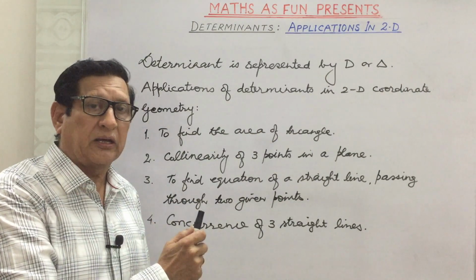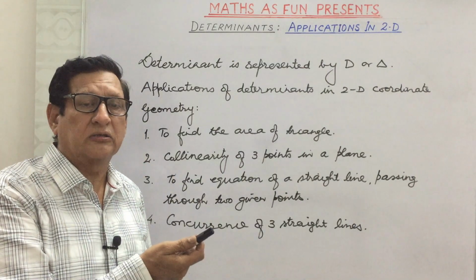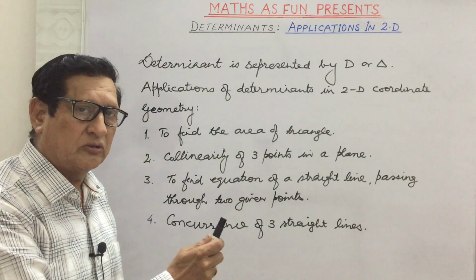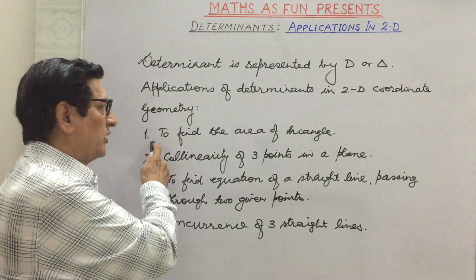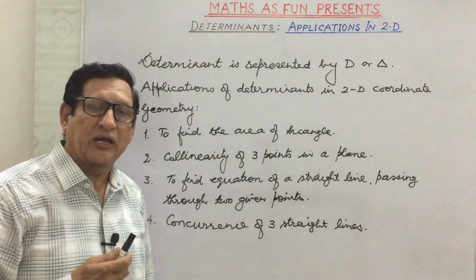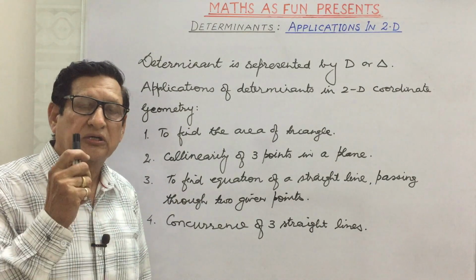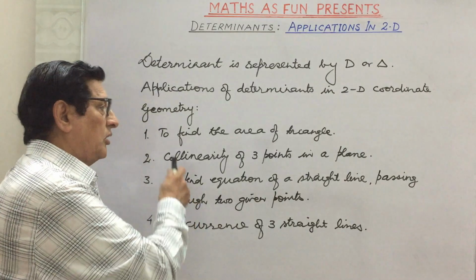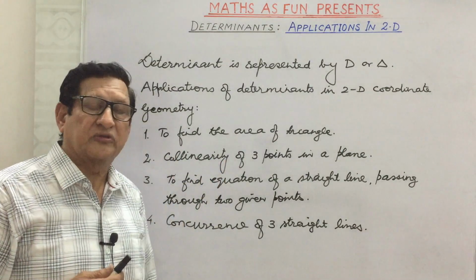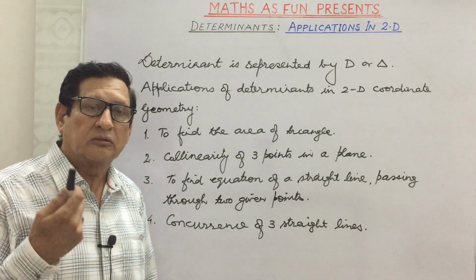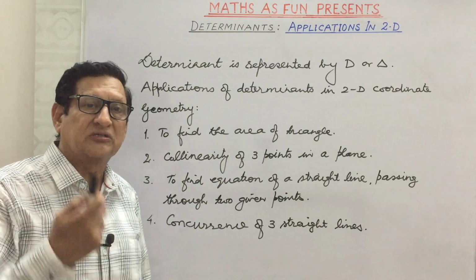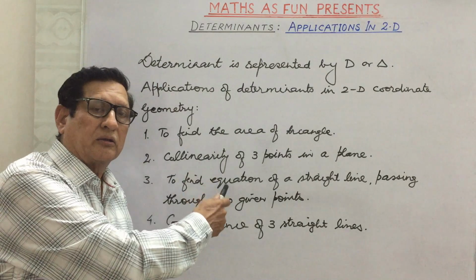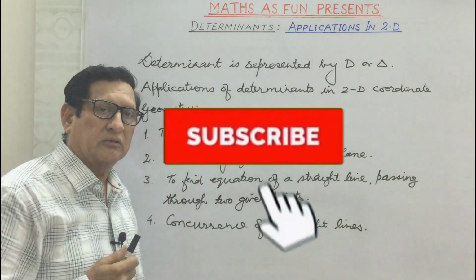Now, how and for what can we apply determinants in two-dimensional coordinate geometry? In this video, number 1, we will find the area of a triangle if the coordinates of its vertices are given to us. Then we will learn how to find the collinearity of 3 points lying in the same plane, whether the points are collinear or not. This also we can do with the help of a determinant.